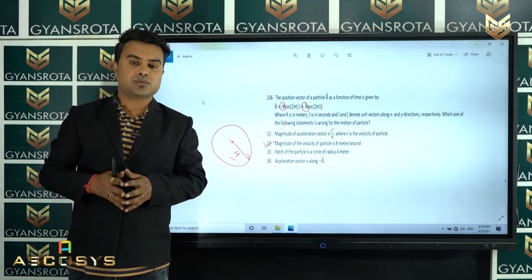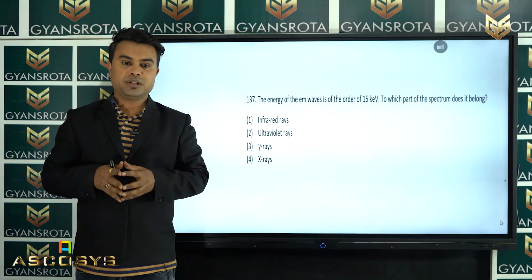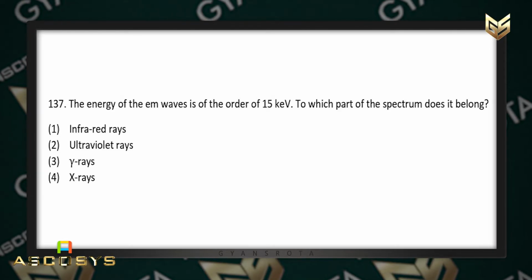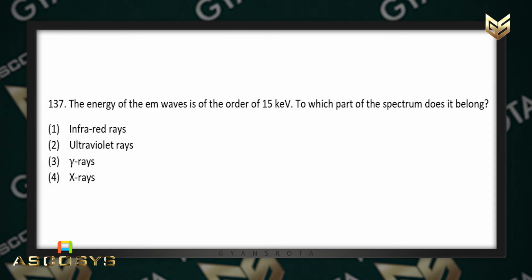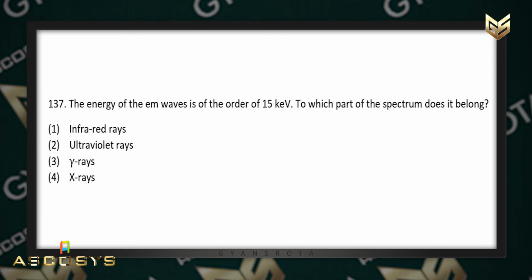Now let us move to the next question, that is question number 137. It says that the energy of the EM waves is of the order of 15 kilo electron volt. To which part of the spectrum does it belong? The options are infrared, visible, ultraviolet rays, gamma rays or X rays.